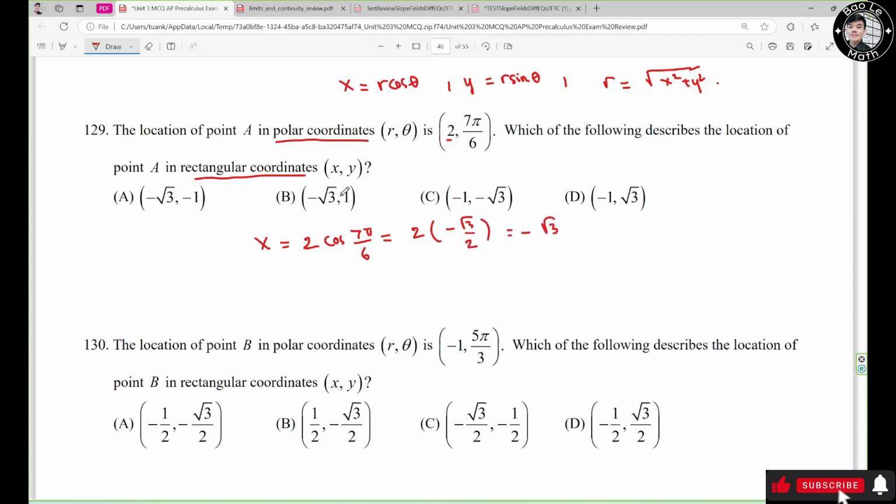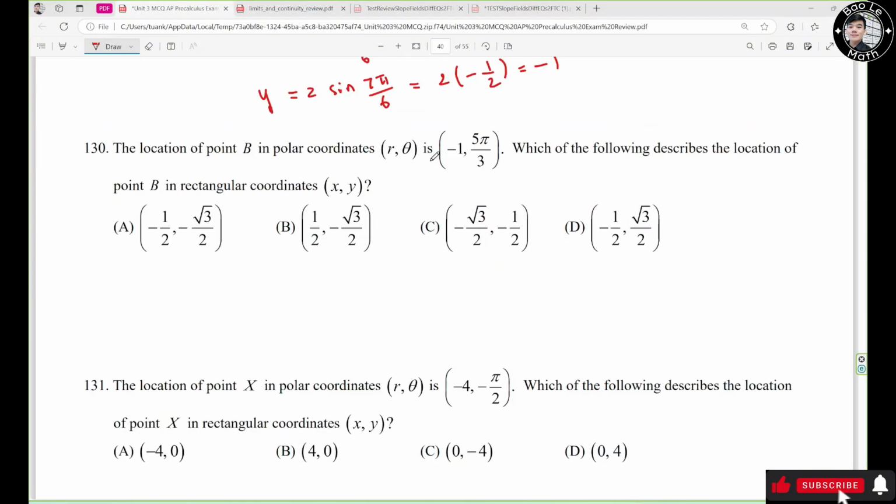Now I need to eliminate C and D. Now Y equals 2 sine 7 pi over 6. So it could be 2 times sine 7 pi over 6, which is negative 1/2, and then it turns out to be negative 1. So the answer must be A.